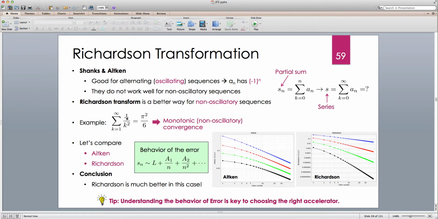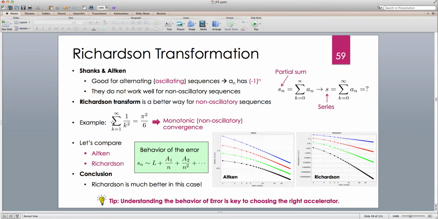So how do we approximate the error? The error of a partial sum is summing from n to infinity of 1 over k squared, which I can approximate with the integral of 1 over x squared from n to infinity, which is 1 over n, right? So this series behaves as the limit plus a1 over n plus a2 over n squared, etc. And it's a monotonic series.